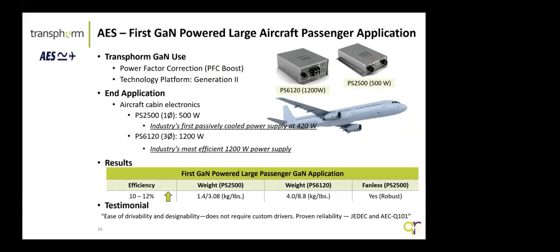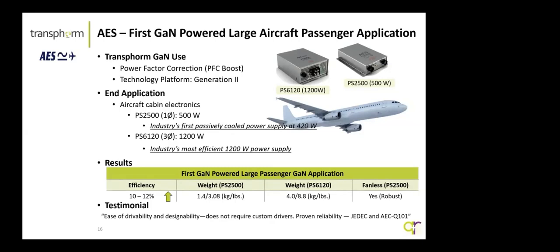So what you can see is there are two products, a 500 watt and a 1200 watt power supply. The 500 watt is the first passively cooled power supply, so no fan required. This continues to add additional reliability. Using GaN, you keep the thermals and heat dissipation down, and a fan is not required. So it gives long-term reliability for the power supply, and then also the most efficient 1200 watt power supply in the market. So robust, light, and reliable, which is important not only for aerospace, but also automotive and any customer that we have.